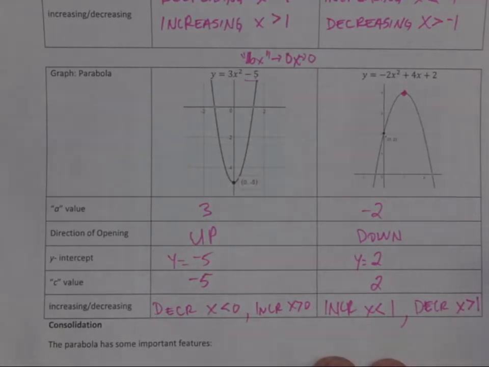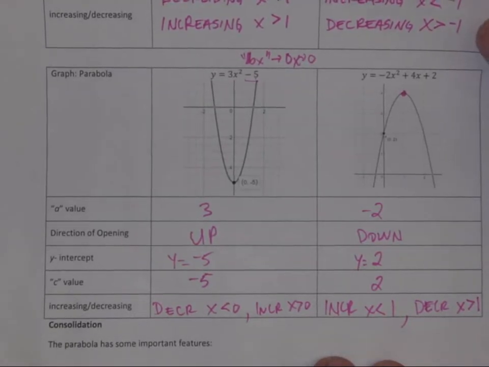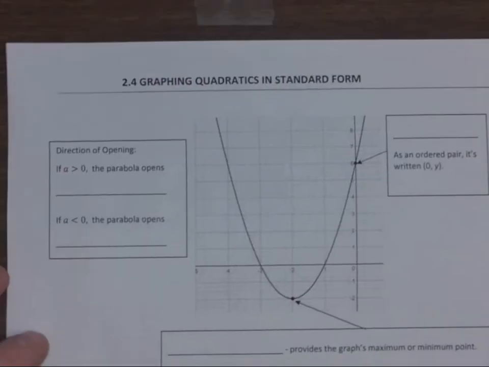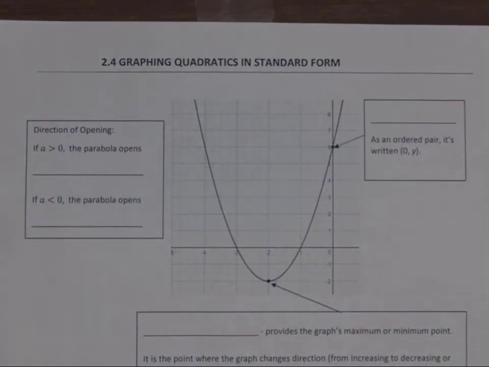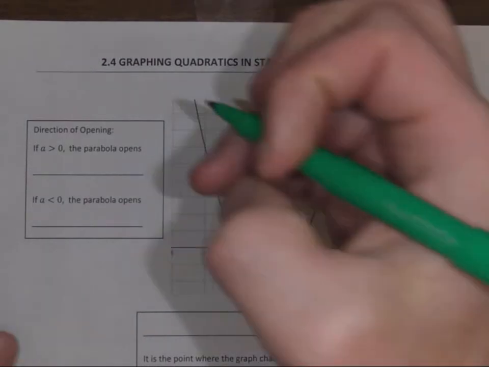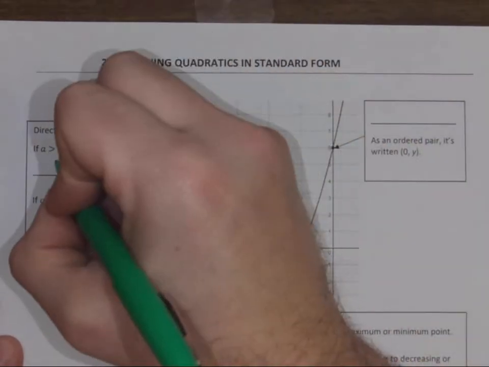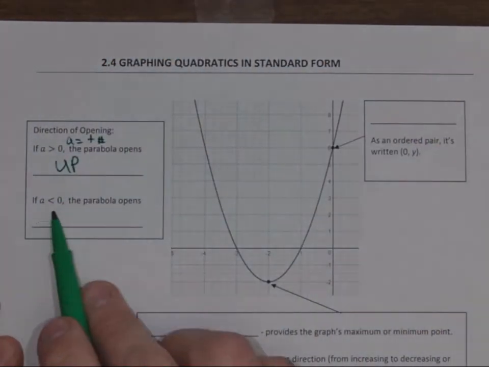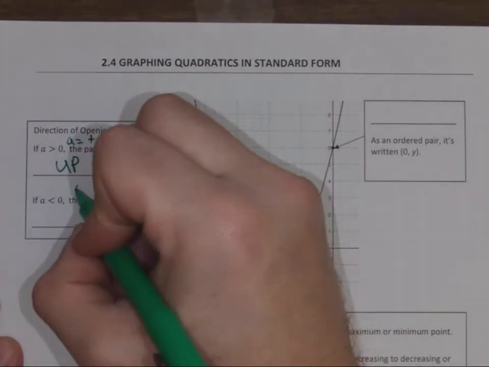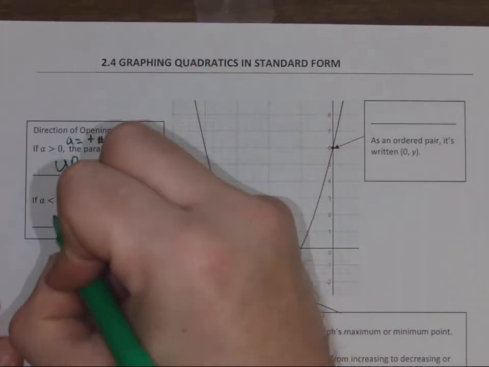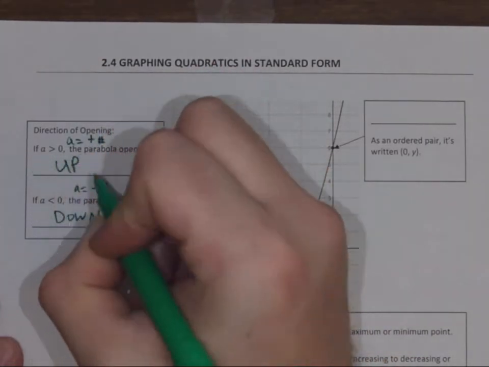So by filling this out and seeing the connection, hopefully there's some things that we can consolidate. Look at the next page. Those key features in standard form, direction of opening. If a is greater than 0, which is a nice way of saying if it is a positive number, the parabola opens up. If a is less than 0, which is a nice way of saying if a is a negative number, the parabola opens down.